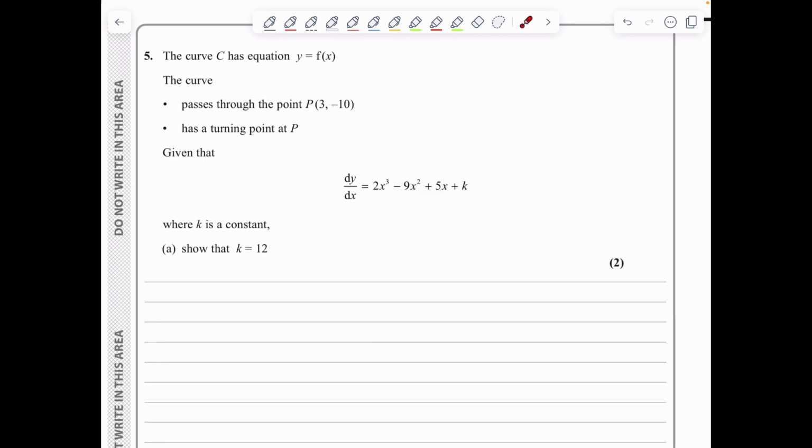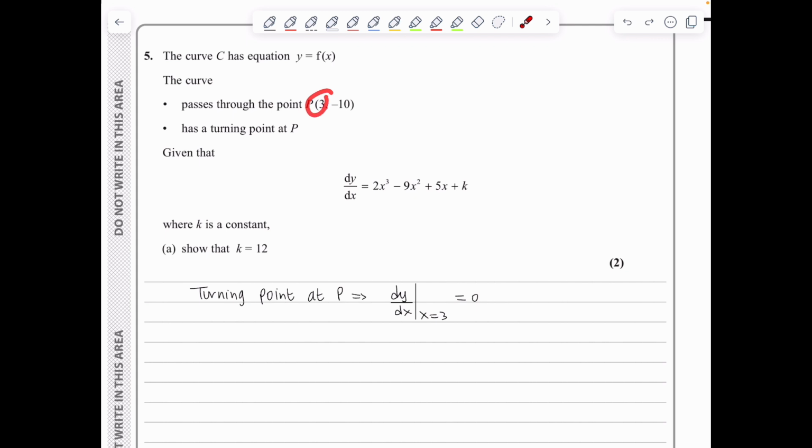In question 5, we've got the curve C with equation y is f of x passing through the point P with coordinates 3, -10, and has a turning point at this point P. Additionally, we've got the expression for dy/dx, and we need to show that the constant k turns out to be 12. So let's start with the fact that we've got a turning point at P, which simply means that dy/dx at x is 3.